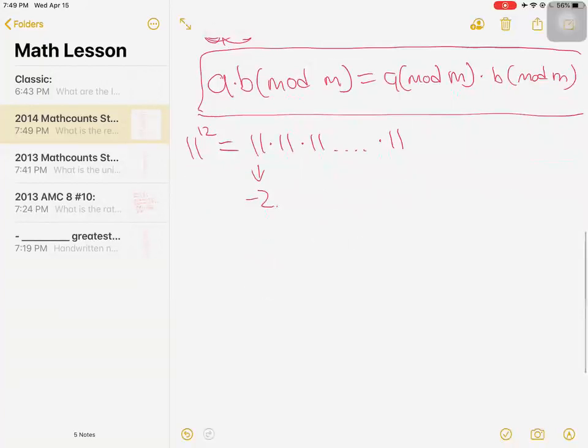So basically, we can replace all these 11s with any number that's congruent to them mod the modulus. So doing this, we can simplify this to -2 to the power of 12. Okay.